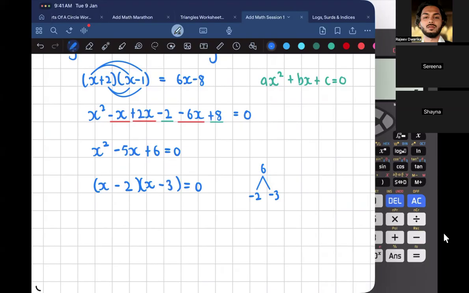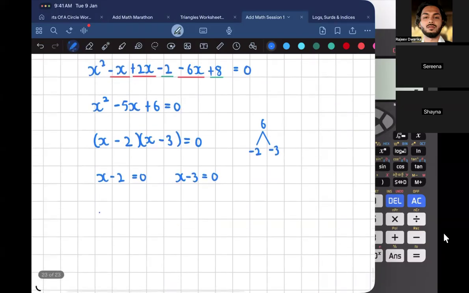So if this is the case, Serena, I'm going to say x minus 2 is equal to 0, and x minus 3 is equal to 0. So what would the answer be for this one, Serena? x would be positive 2, and x would be equal to positive 3 here.